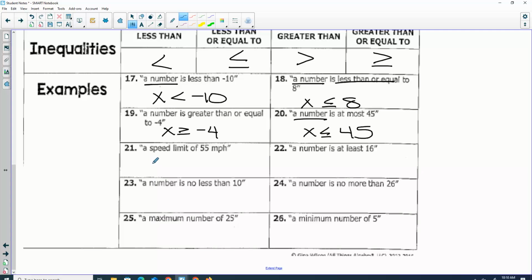A speed limit of 55. So we're talking about an unknown, that's my x. If it's your speed limit, can you drive 55? Yeah, so it has an equal to. Can you drive over 55? You're not supposed to. So that would be less than or equal to 55. You can legally drive less than or equal to 55.